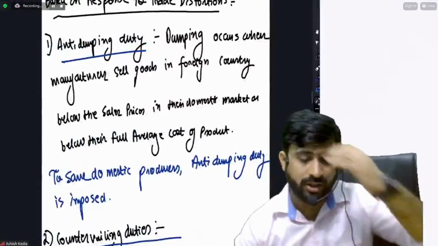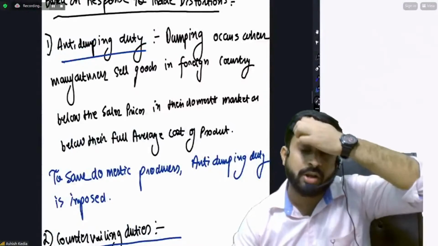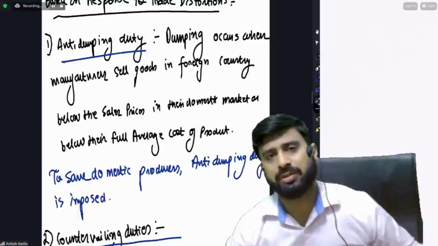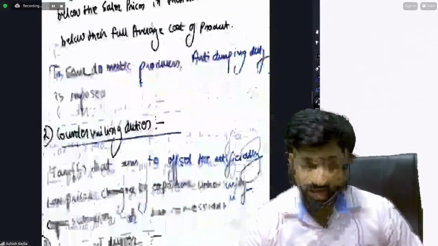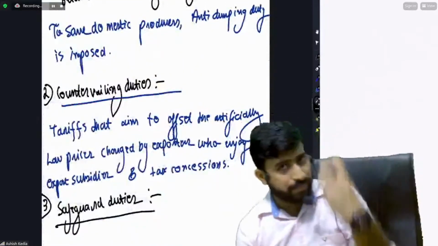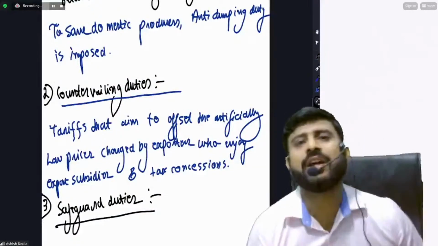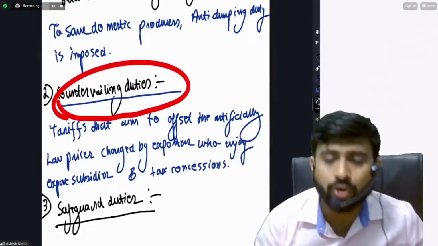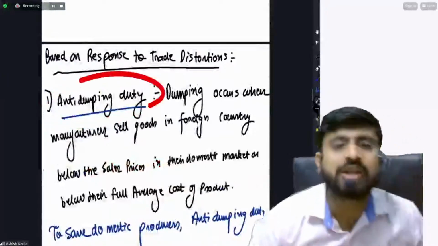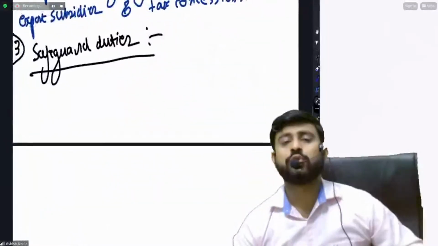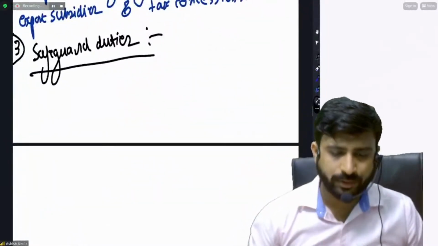Anti-dumping duty is basically a situation when the company or the country sells at a loss. But here in countervailing duty, the company who is selling is getting some benefit from the government and therefore they are able to sell. Here the intention is not wrong, but in dumping the intention is clearly wrong of the seller. Yes, sir, it's clear.